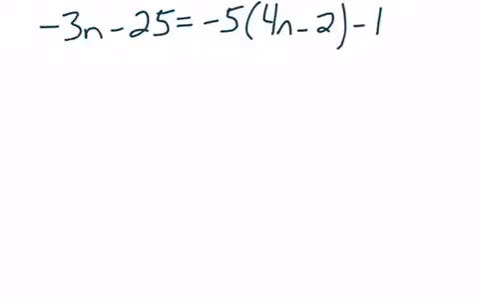This is a multi-step equation. Looks a little tricky, but it's not if you just follow your steps. So my first step would be to draw my river. Always start there. And I see on the right-hand side, I see a distributive property.